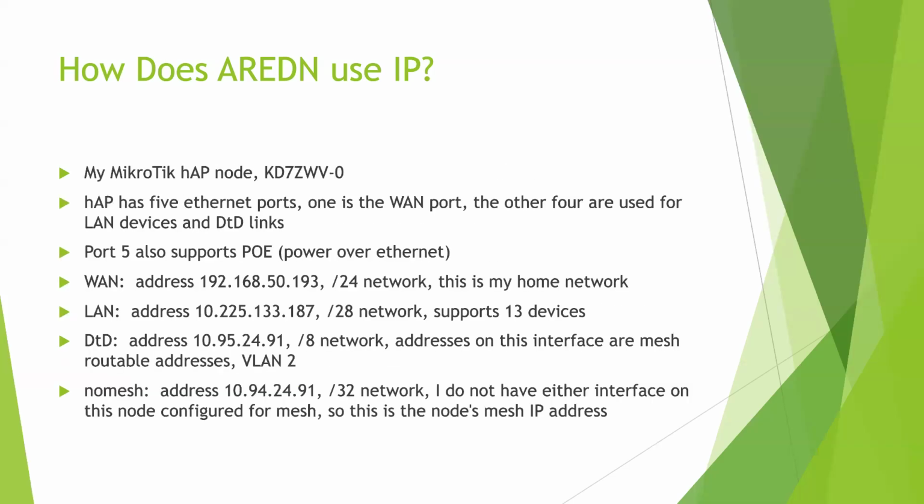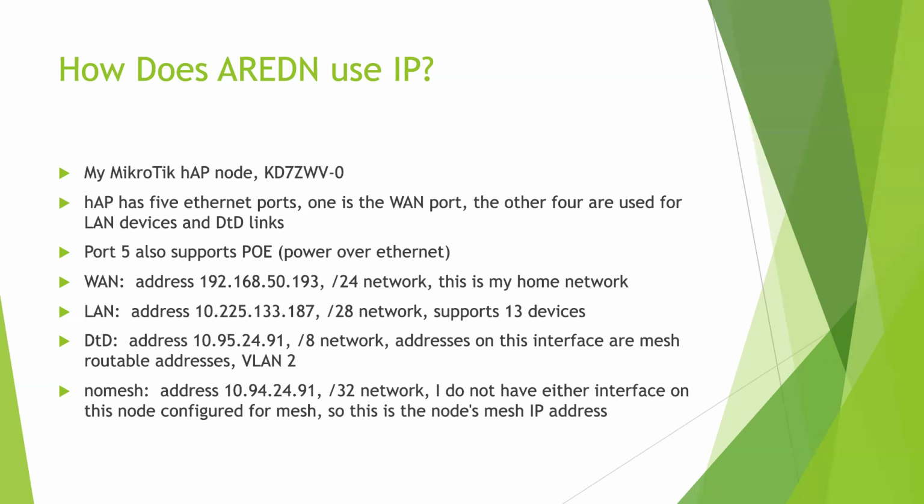Okay. Let's see. So my HAP node has 5 Ethernet ports. One is the WAN port. The other 4 can be LAN devices or DTD links. Port 5 also supports PoE. So I have my LDF5 plugged into port 5, and that shows up as a DTD link. The WAN on my node is the connection to my home network. And remember I said my home network is on 192.168.50, and it got IP 192.168.50.193. And that's a /24 network.